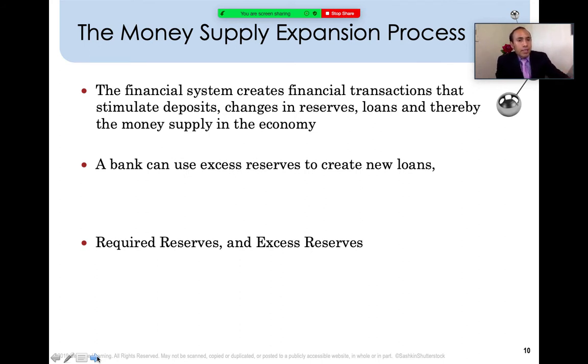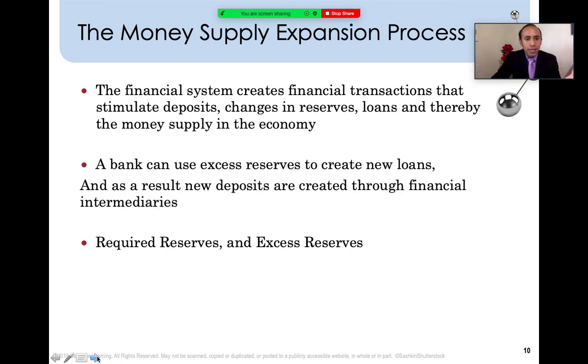The money supply increases when a bank uses the excess reserves that it has within its vault to create new loans. Those new loans are issued to investors, to consumers, to households, or to any individual that borrows that loan and spends those funds or deposits those funds in another financial institution. And the process continues from there on. It continues as a monetary expansionary multiplier process.